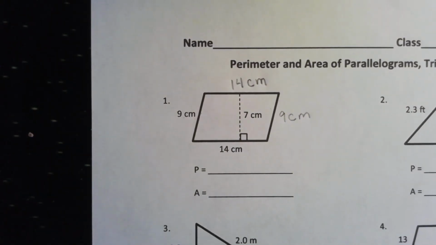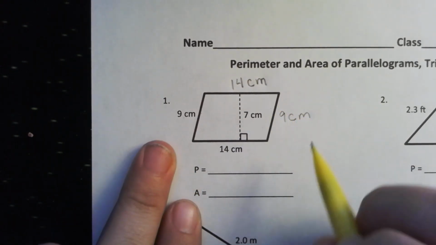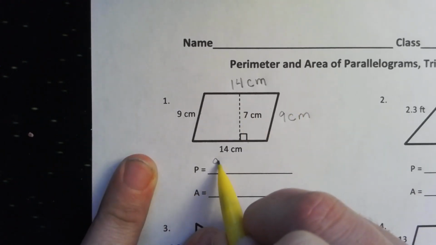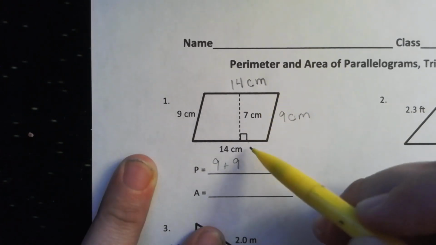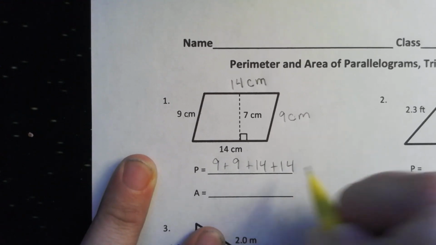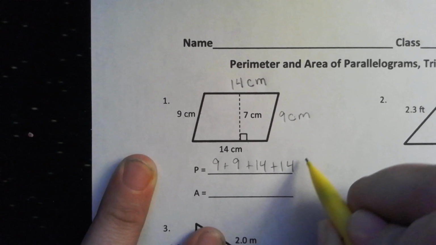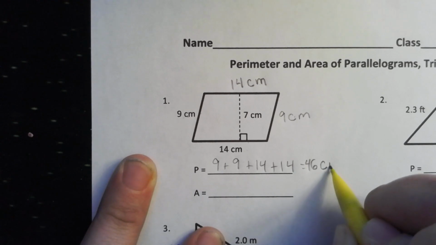So now that we've labeled our whole figure to have the numbers in their correct places, what we are going to do is add them up to find perimeter. Perimeter is just taking all four sides and adding them. So it'll be 9 plus 9 for our two outsides, and then our top and our bottom would be plus 14 plus 14. And our quick math on this is going to be 46 centimeters. And don't forget your unit of measure.